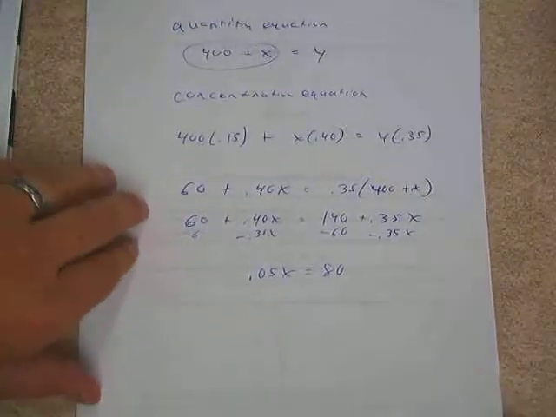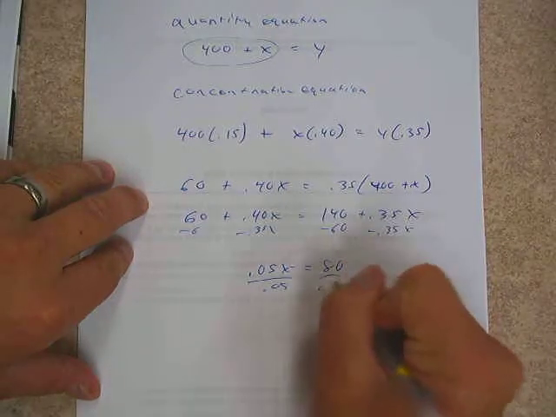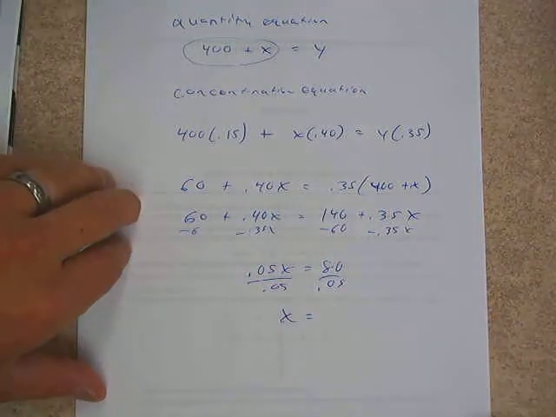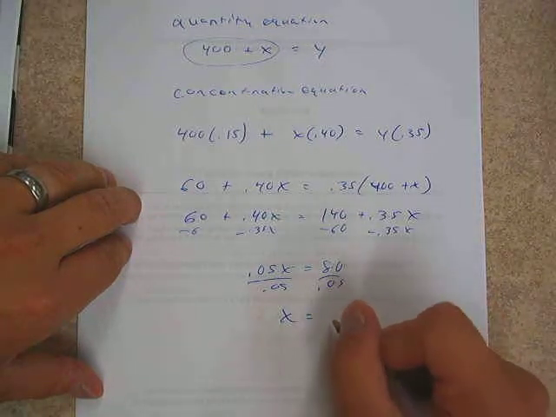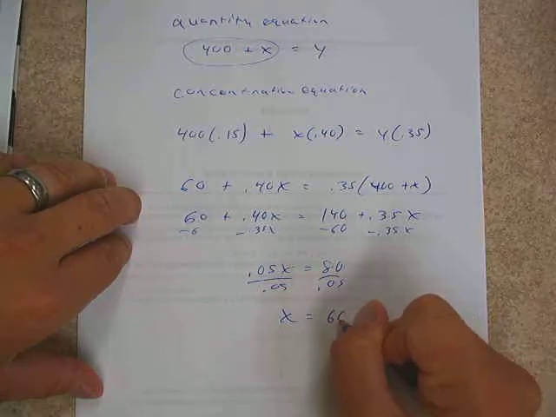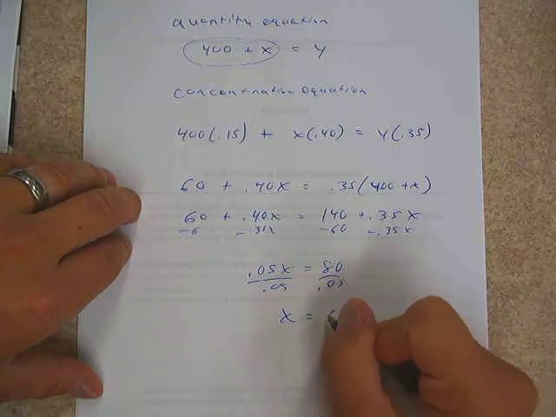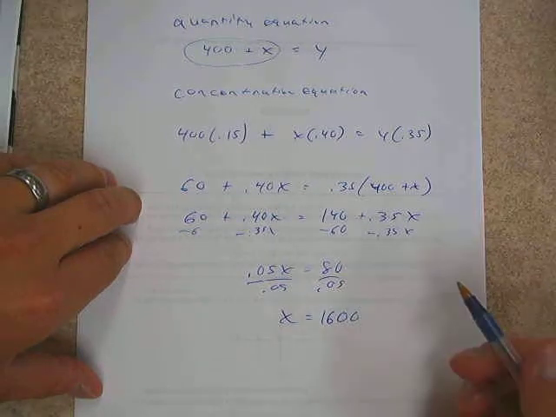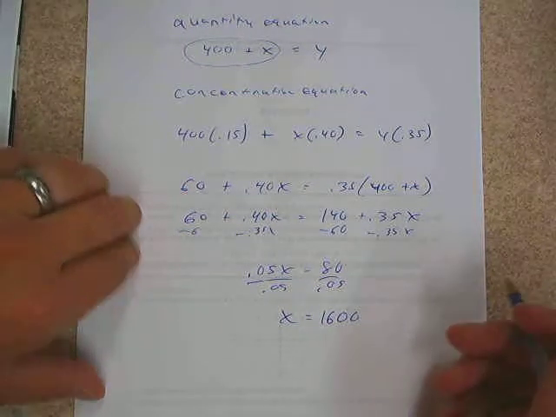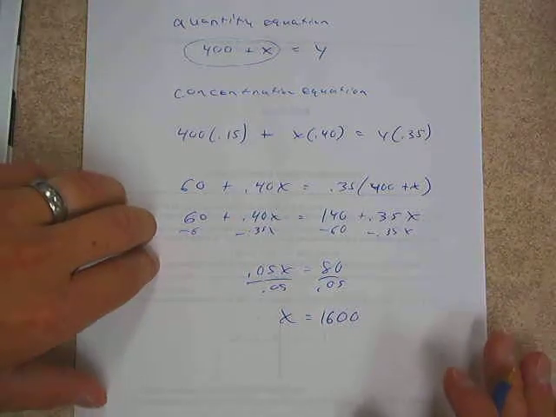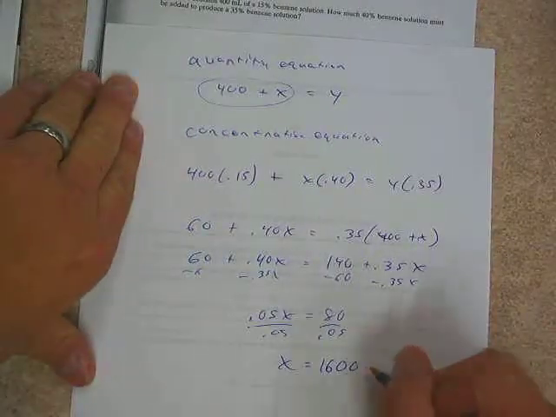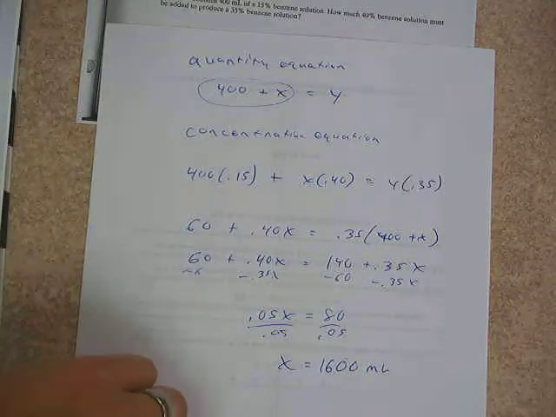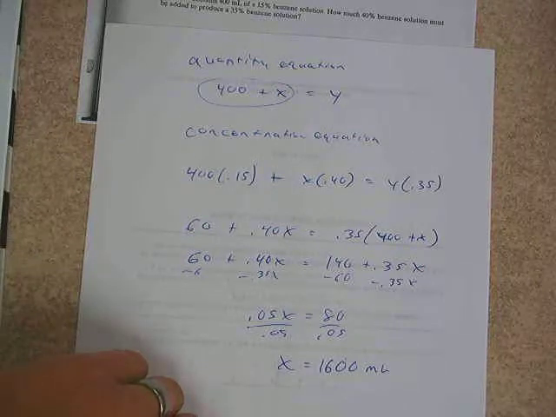And then I would get the x's together by subtracting 0.35x, and I would also subtract 60 at the same time. I'd get 0.05x on the left and 80 on the right. So again, just solving that equation. And if I divide by 0.05, how much x do I need? 80 divided by 0.05 should be 1,600.